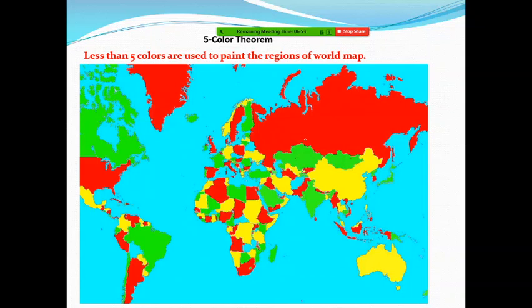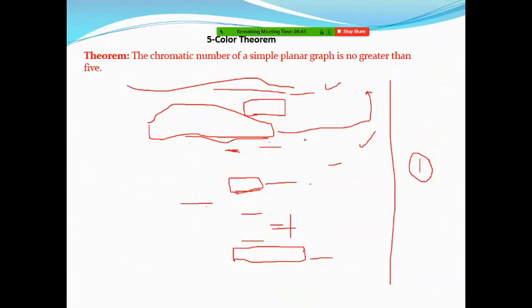Now, what is this 4 color theorem? Whenever we are teaching the 5 color theorem, there is another result which is called the 4 color theorem. That 4 color theorem is along similar lines: the chromatic number of a simple planar graph is no greater than 4. But the point is, when we have a result that the chromatic number of a graph is less than or equal to 4, then why are we teaching the 5 color theorem?